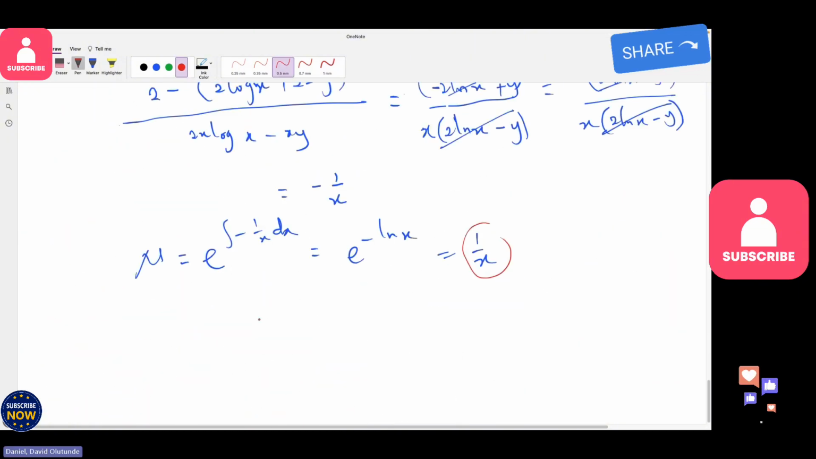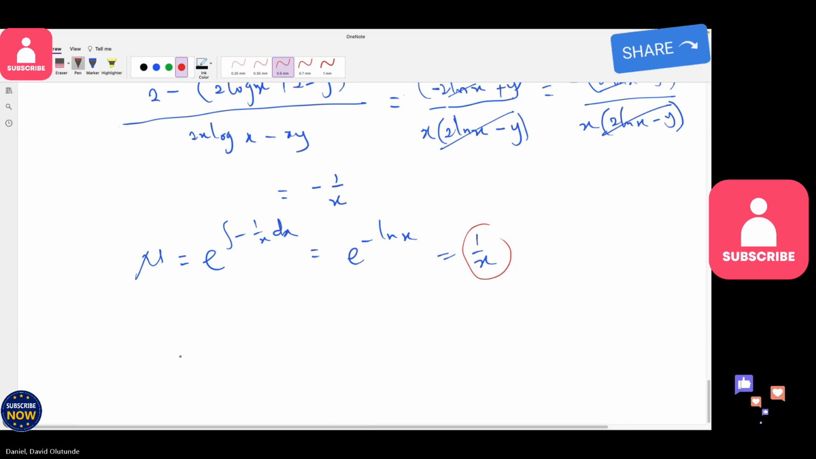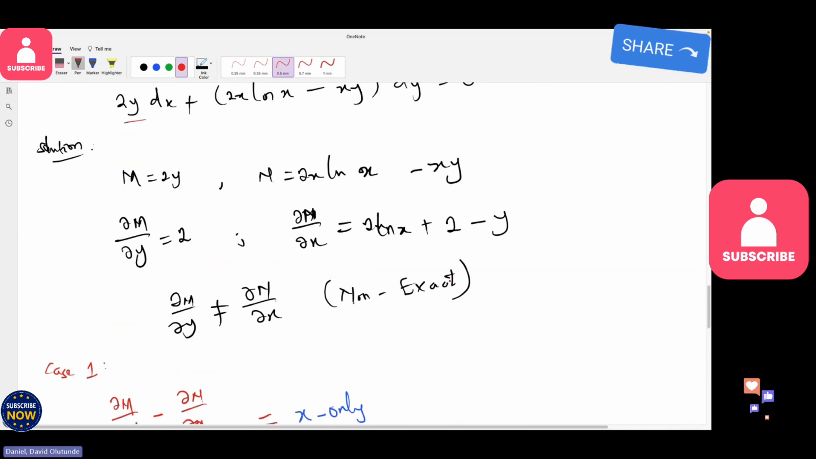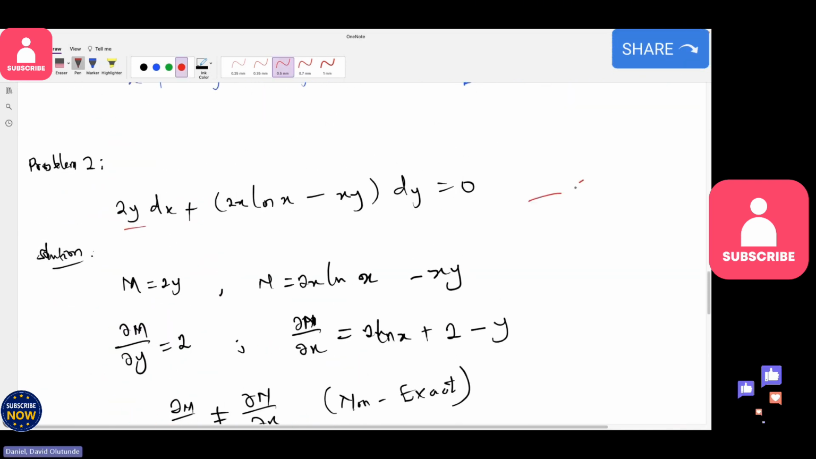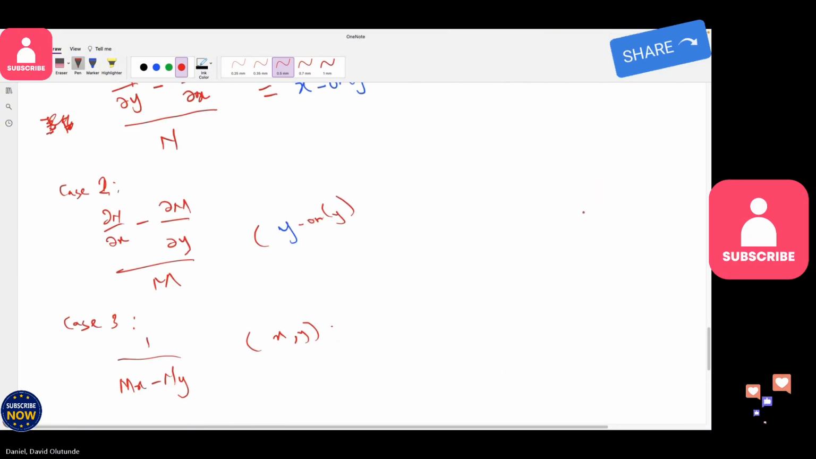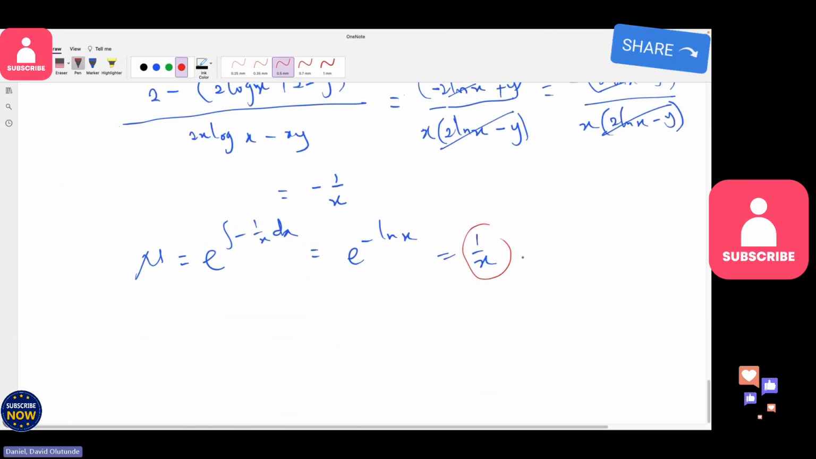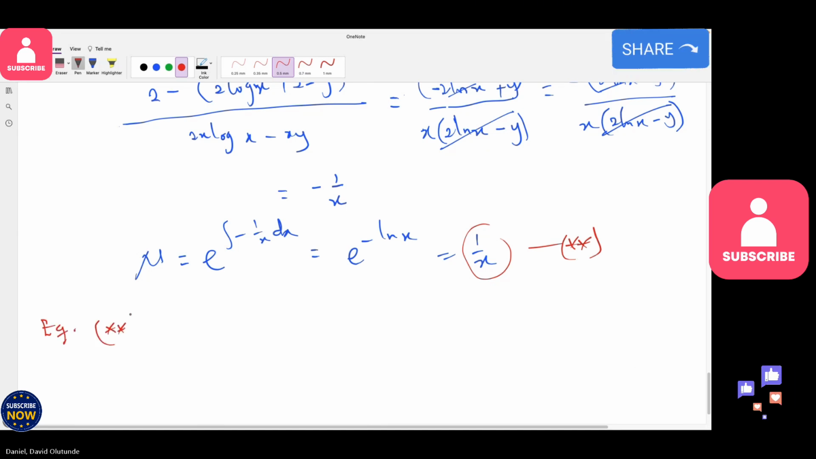And that will give us what? So multiply it with the equation. Let me call it equation star. Now multiply, let me call this star star, with star.